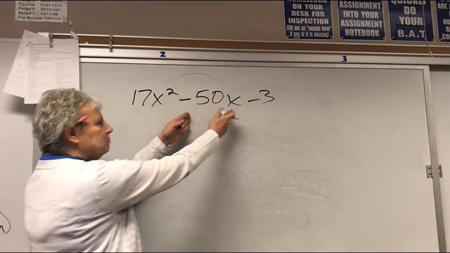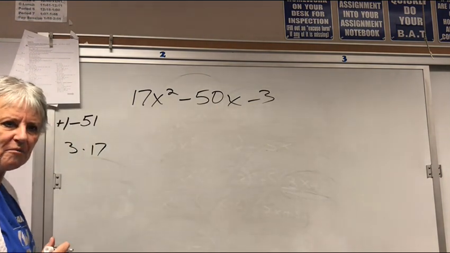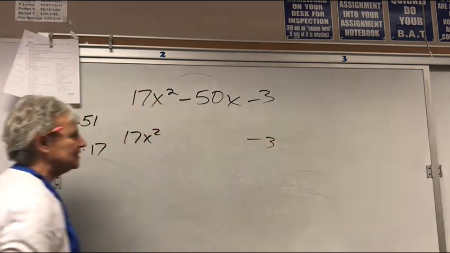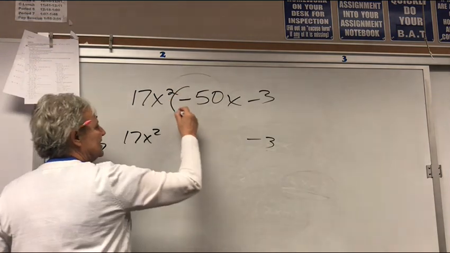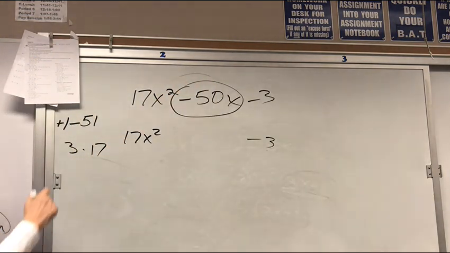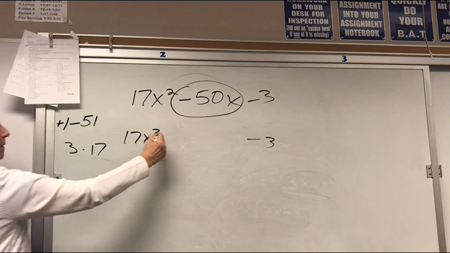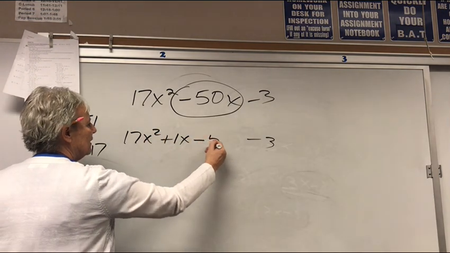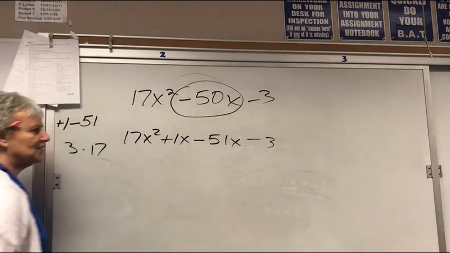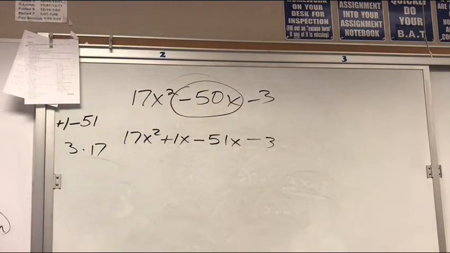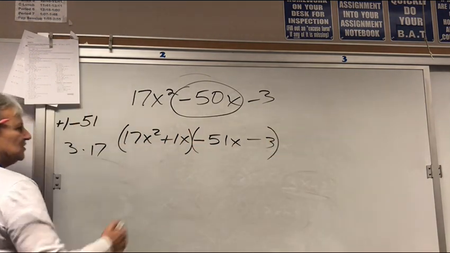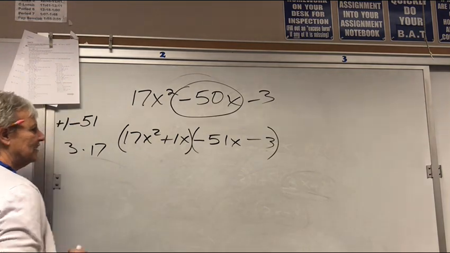So now we're going to split the middle term. 17x squared will stay the same, negative 3 will stay the same. We're going to take this negative 50 and rewrite it as positive 1x and negative 51x. I split the middle term. Now we're going to group it. I should have put the 51 with the 17, but that's all right.